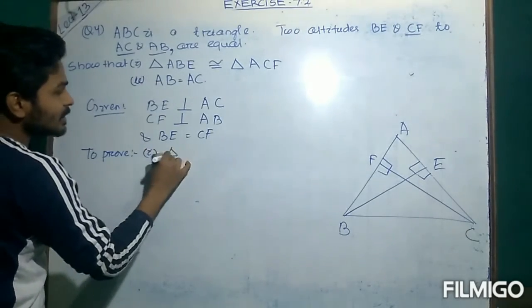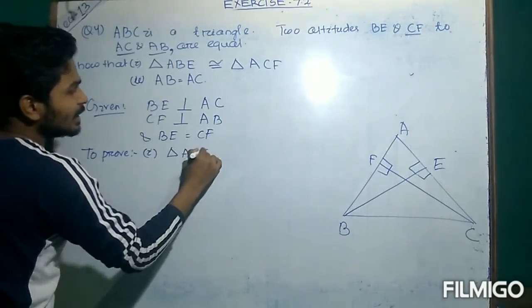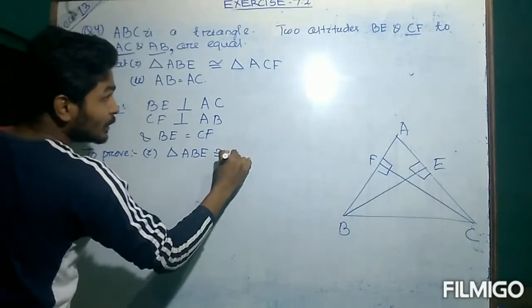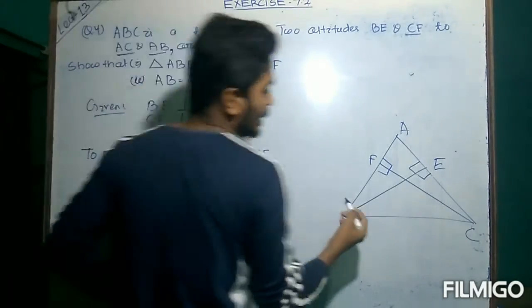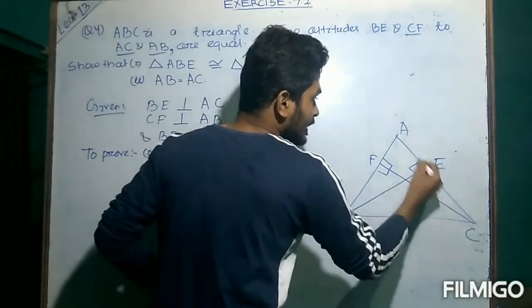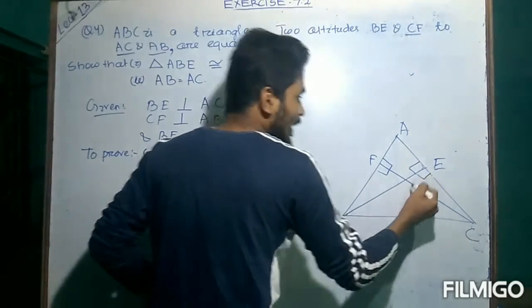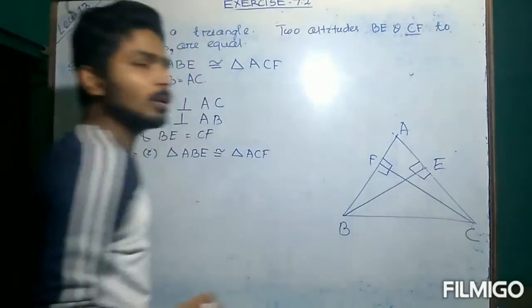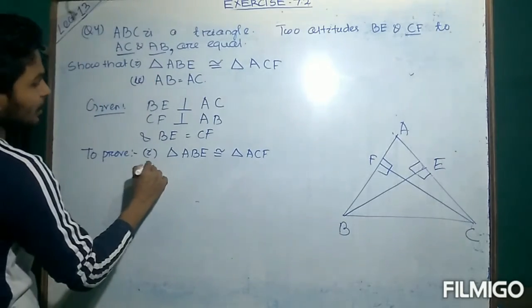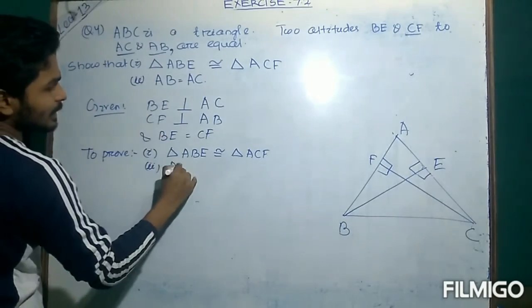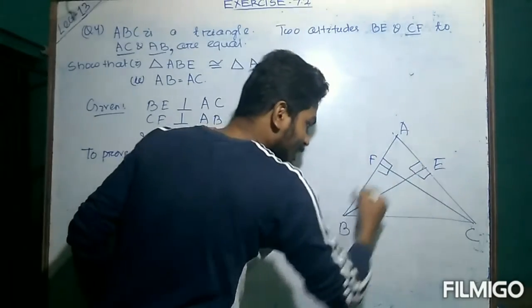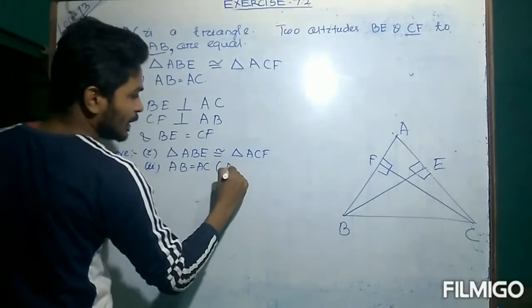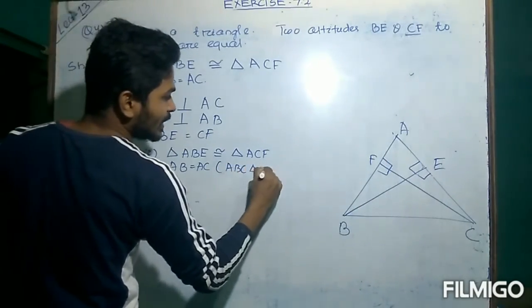The first statement is triangle ABE is congruent to triangle ACF. This small triangle ABE is congruent to the triangle ACF. We have to prove this, and secondly we have to prove that AB is equal to AC. AB is equal to AC means what? It means ABC is an isosceles triangle. We have to prove this: triangle ABC is isosceles.